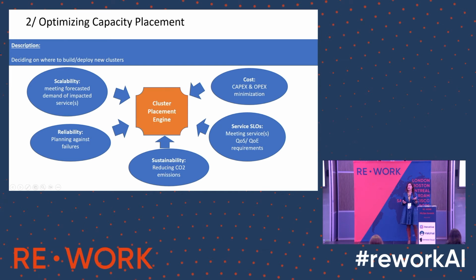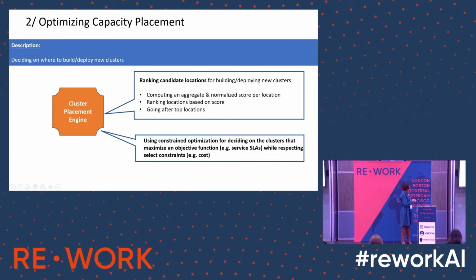Reliability: planning against failures, making sure you're fault tolerant, and you don't have a single point of failure. Cost: how do you make sure that you reduce your CapEx and your OpEx? Because in most cases, you need to connect to these places too, and if you're placing servers in faraway places, then the cost of this connectivity would be really expensive. You need to optimize for service SLOs, service level objectives, like meeting the quality of service and quality of experience requirements of your service. And of course, there are other things such as sustainability that you need to take into account sometimes. So all of this comes into the picture.